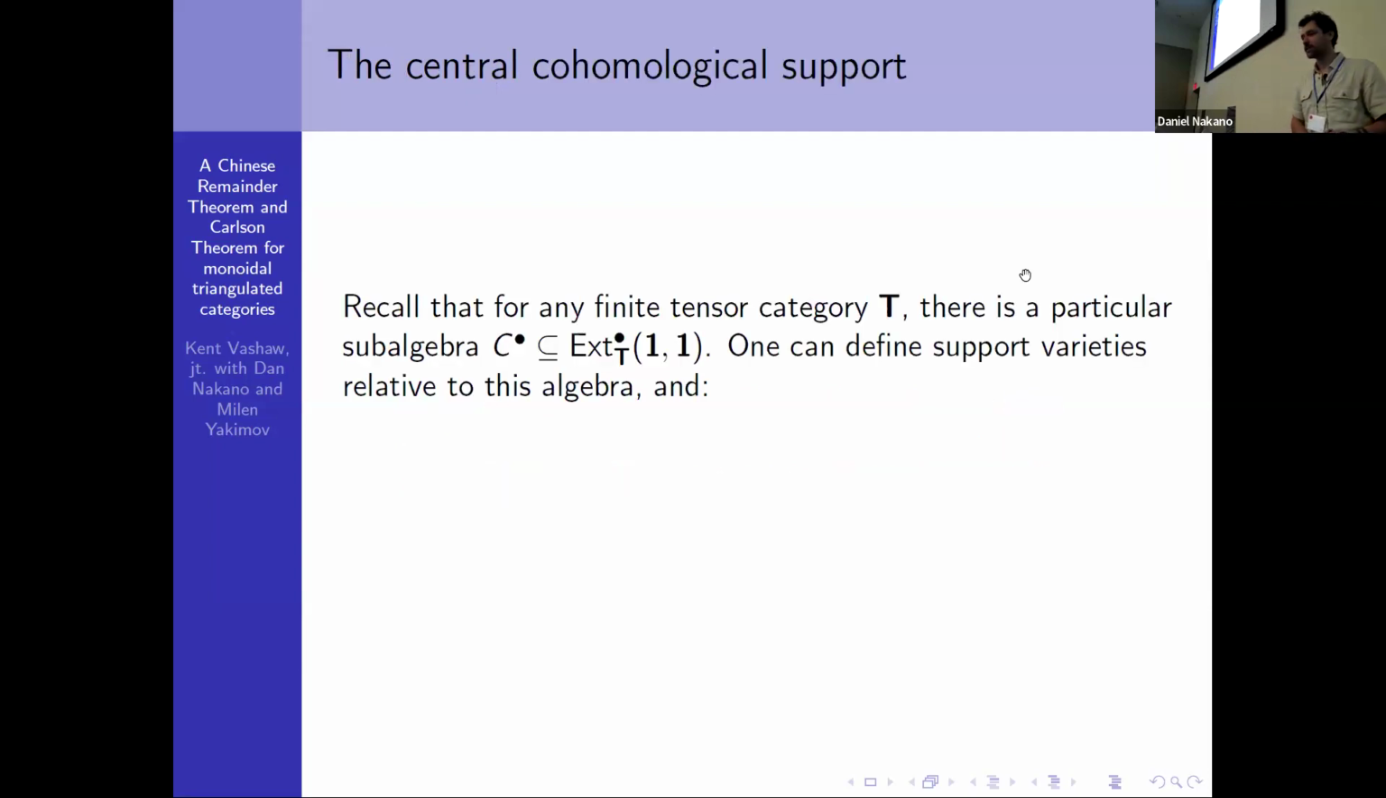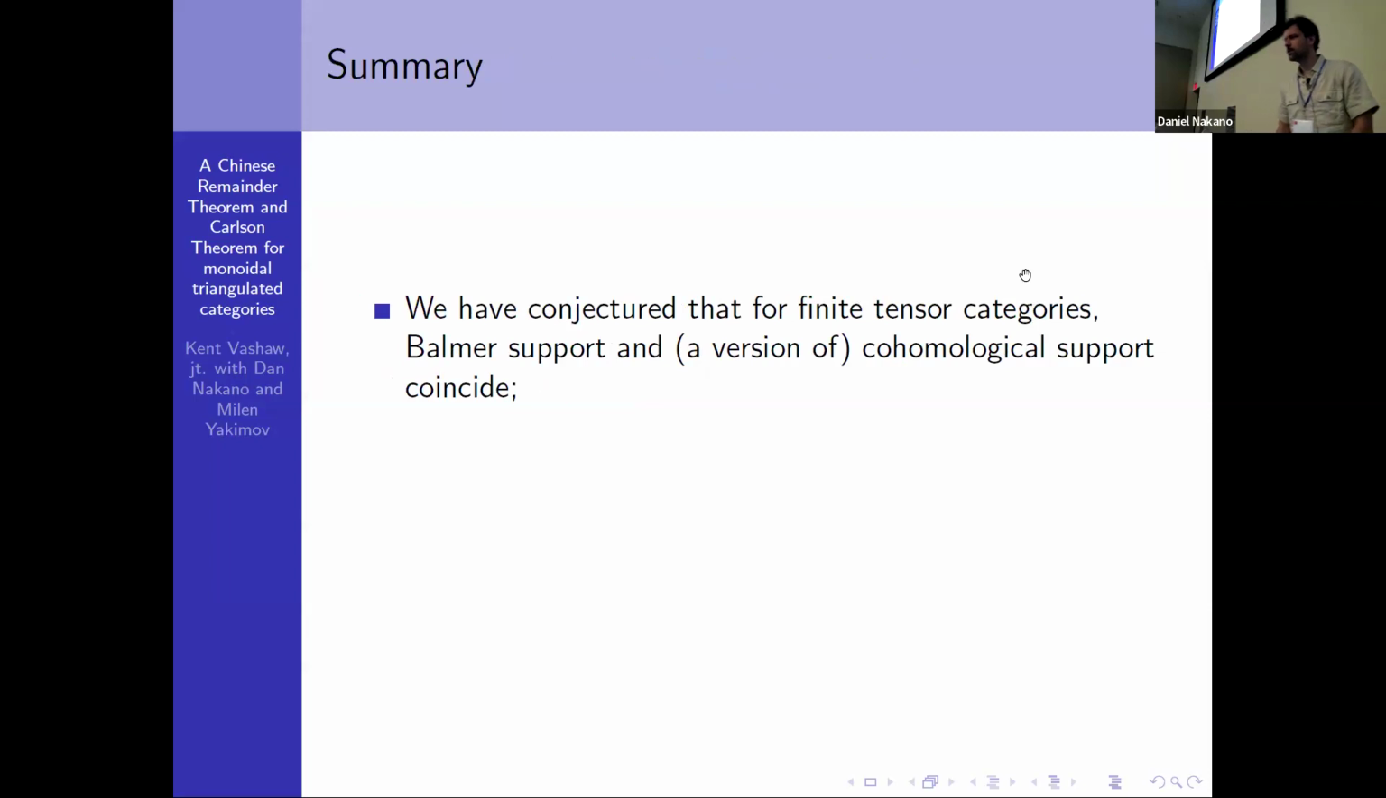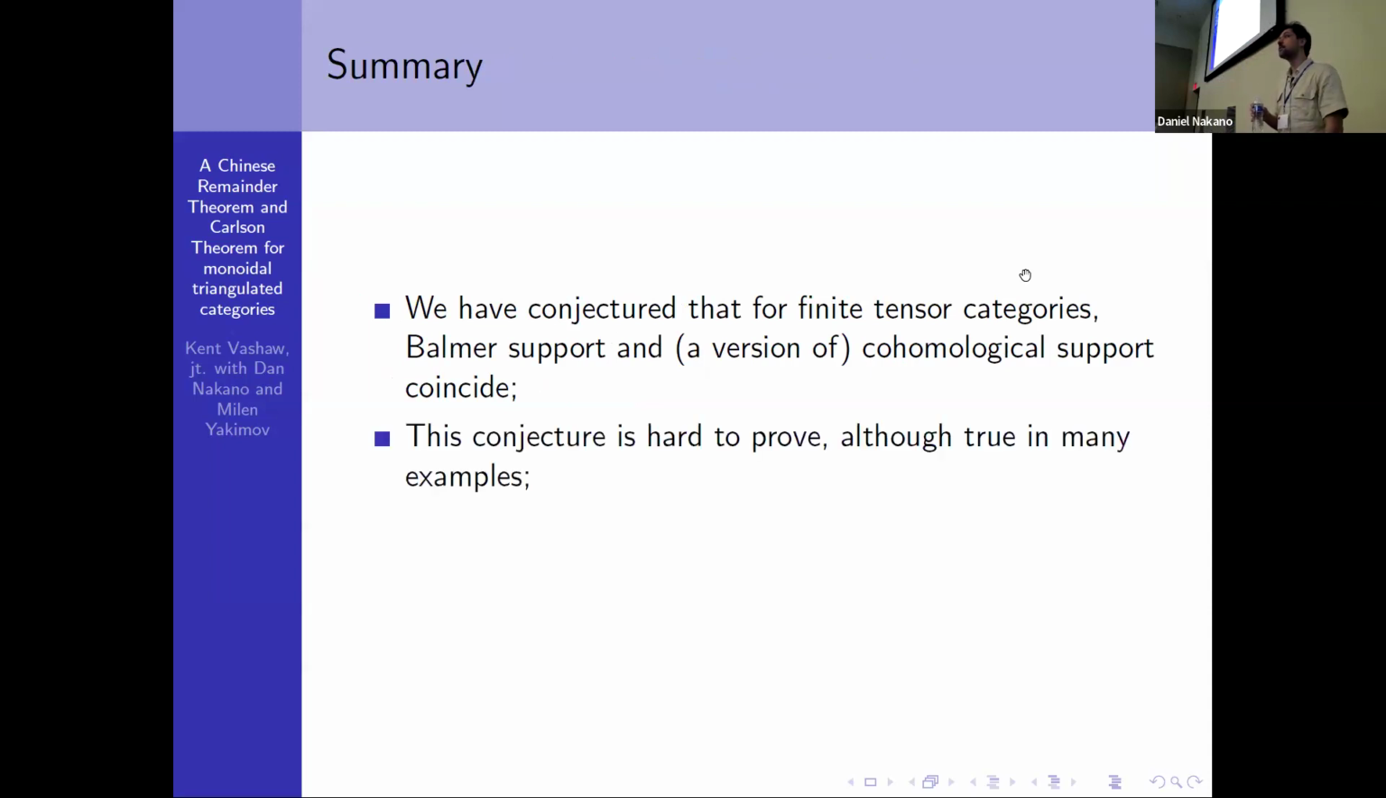And to give a little bit more motivation for this, again, just to recall these results from the previous talk: given any finite tensor category, we have this particular subalgebra C bullet, the categorical center. This is some subalgebra of the cohomology ring. We define a version of support varieties relative to this algebra. And we have this conjecture that for any finite tensor category, the Proj of the categorical center really identifies with the Balmer spectrum of the stable category. So the situation we find ourselves in is that we've conjectured this relationship between Balmer support and a version of cohomological support. And this conjecture, in general, we expect to be hard to prove, although we know examples of it.